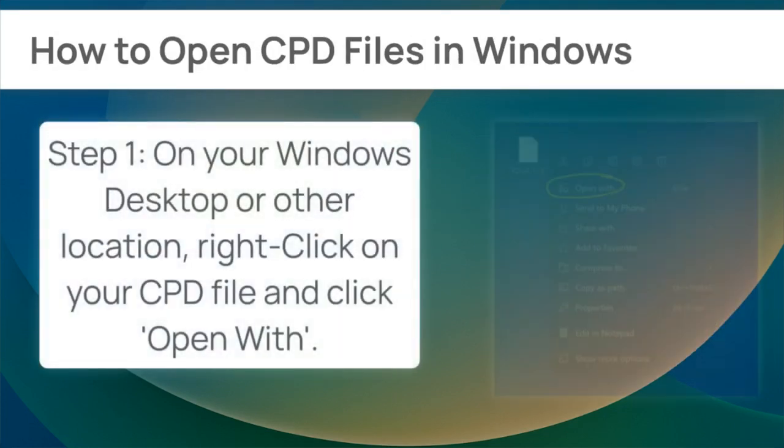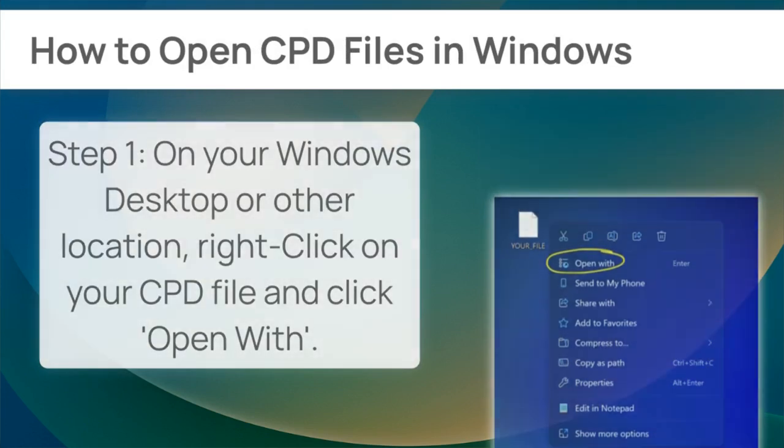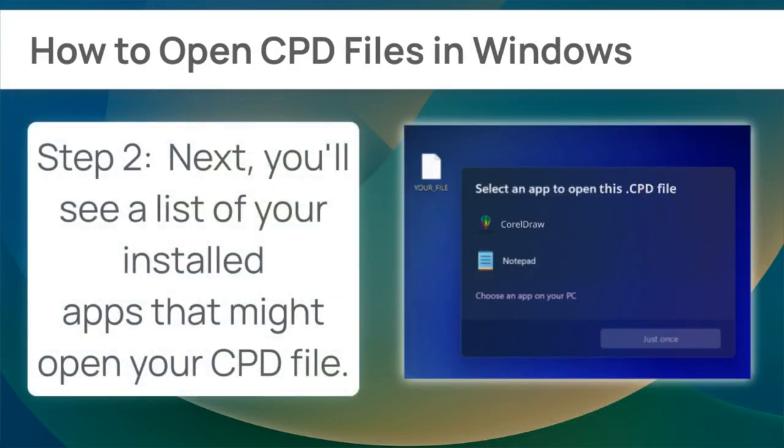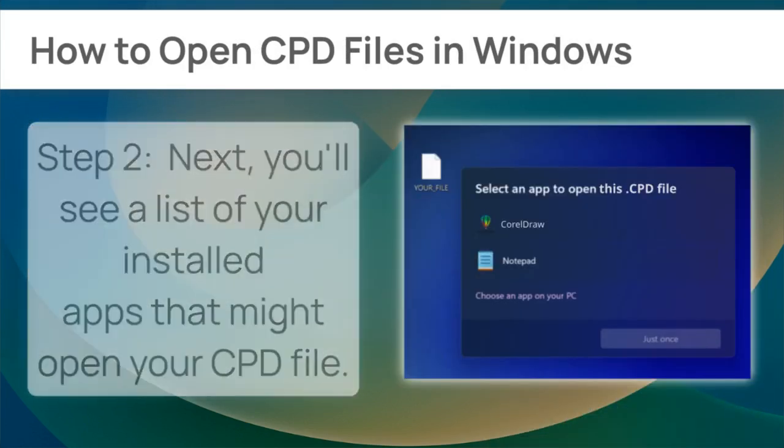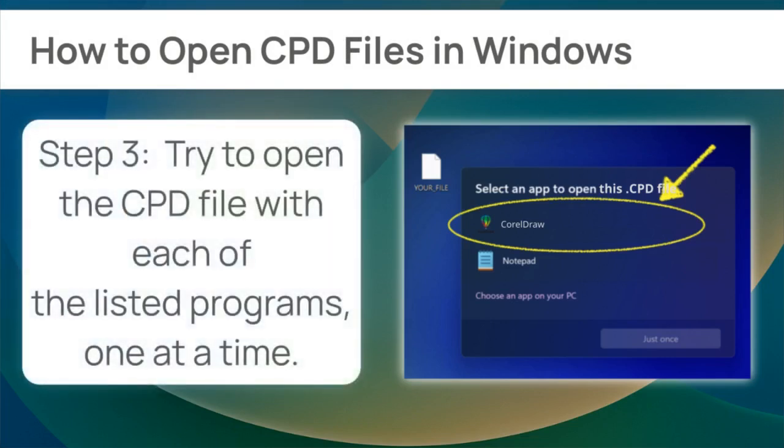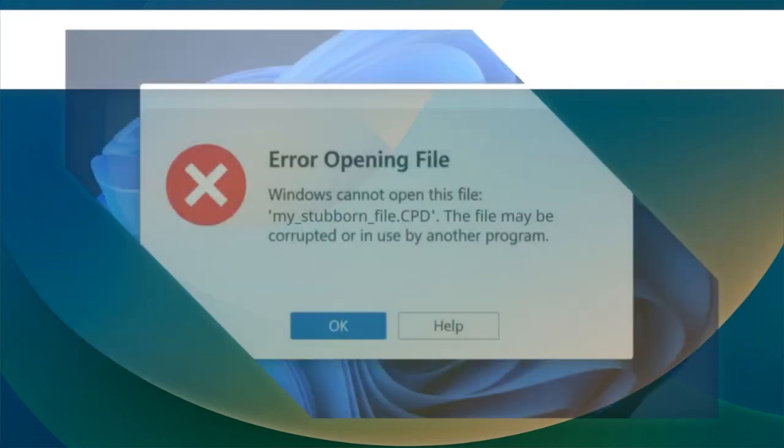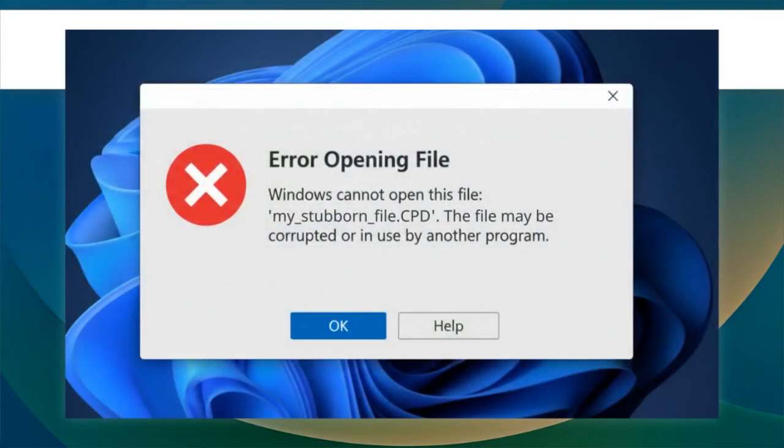To unlock this specific file type, right-click your CPD file and select Open With. If CorelDraw is available, use that first. If it's missing, choose another program. We are looking for the software that recognizes the header. If you cannot access the CPD file, no problem.